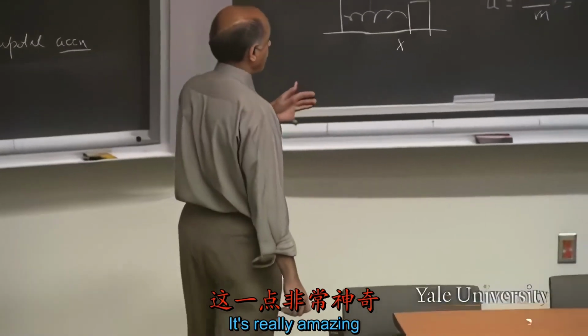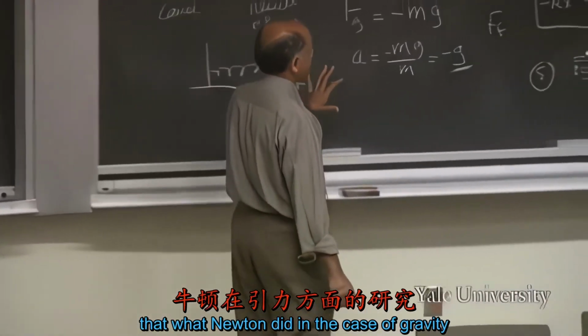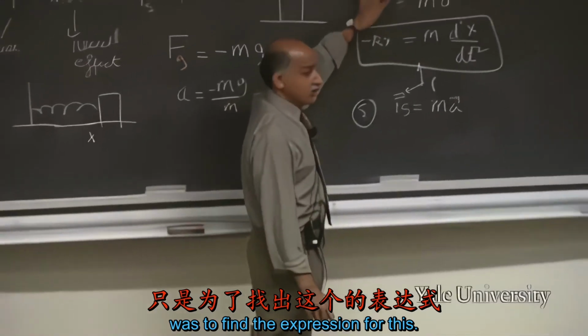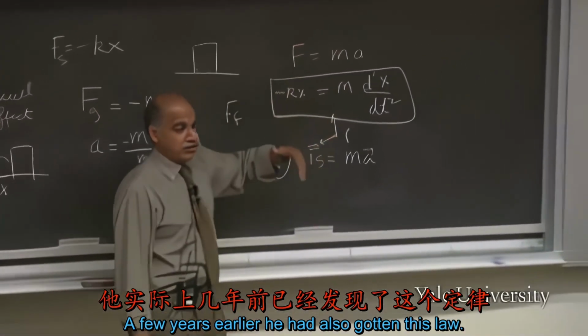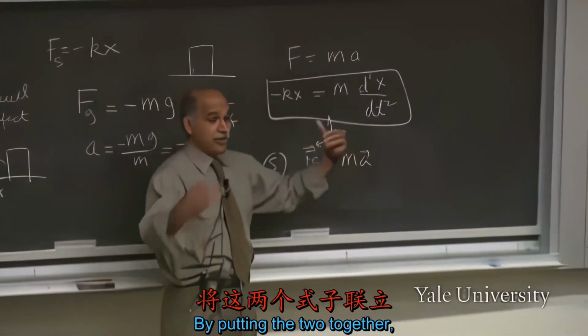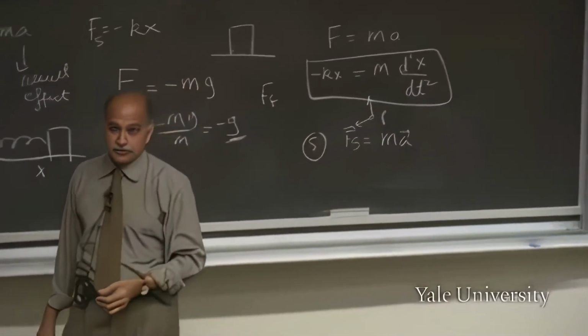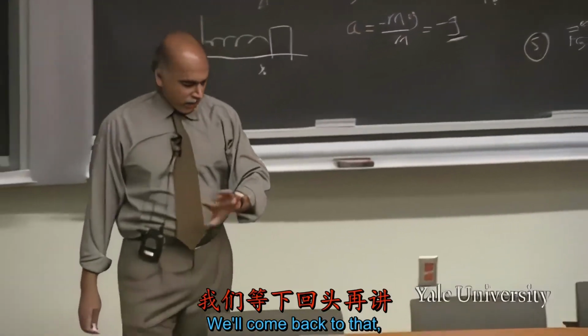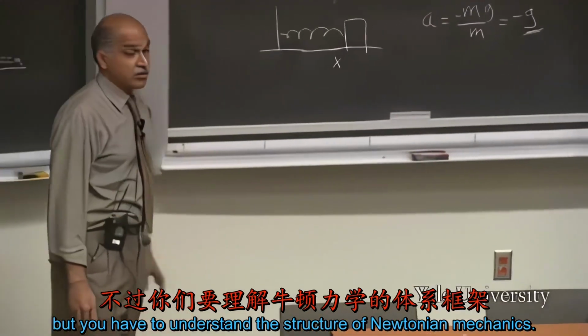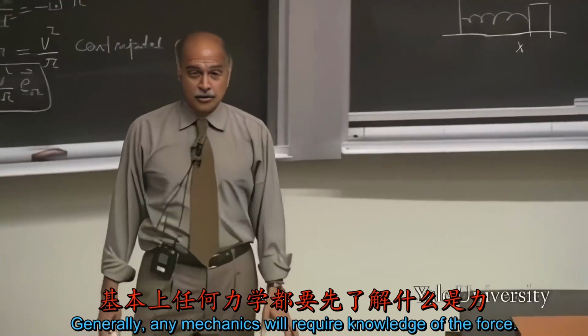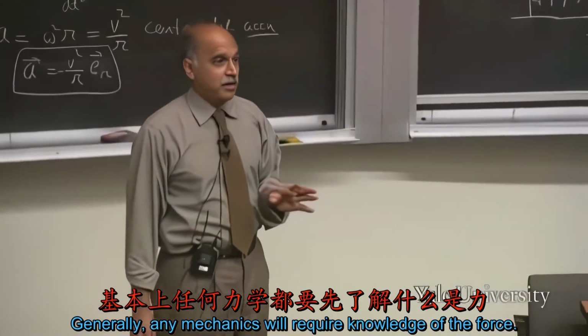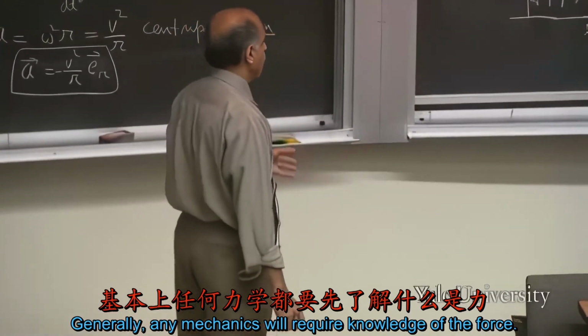It's really amazing that what Newton did in the case of gravity was to find the expression for this. And a few months or a few years earlier, he had also gotten this law. By putting the two together, out comes the elliptical motion of the planets. Okay, so we'll come back to that, but you have to understand the structure of Newtonian mechanics. Or generally, any mechanics will require knowledge of the force.